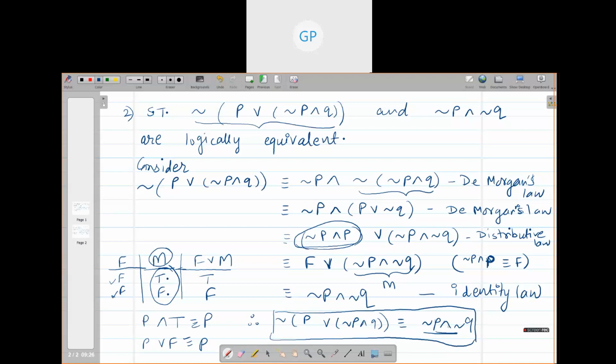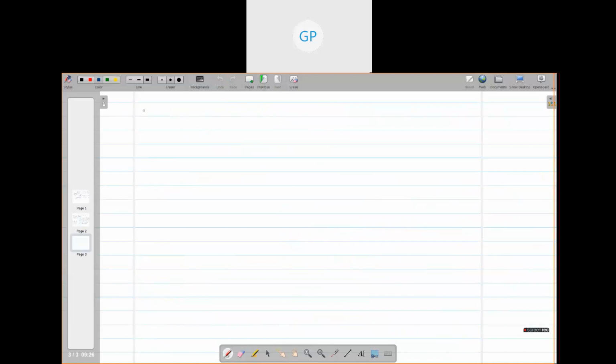Simplification is always preferred, right? In mathematics, we always want simple expressions to remember. Now your homework of similar type. Homework: show that, without a truth table, you have to do this, P and Q implies P or Q is a tautology.